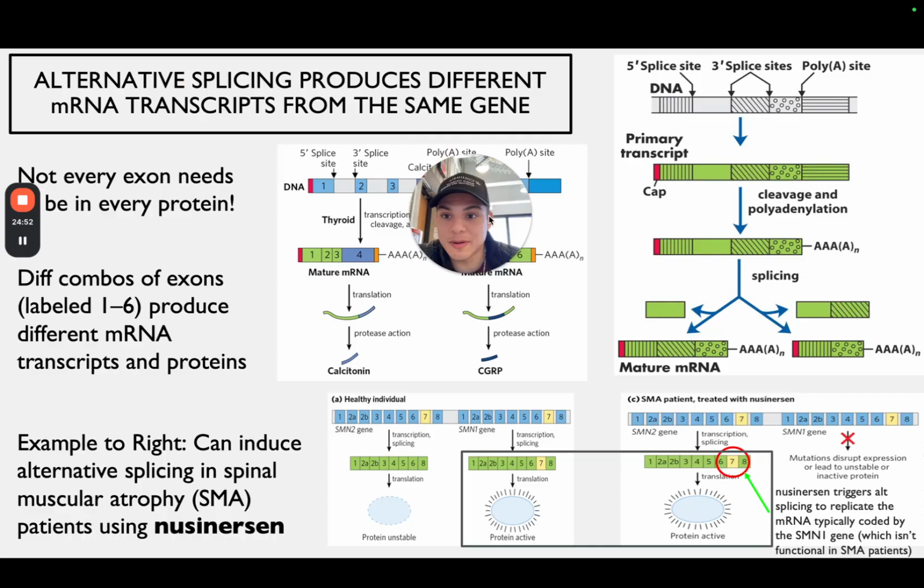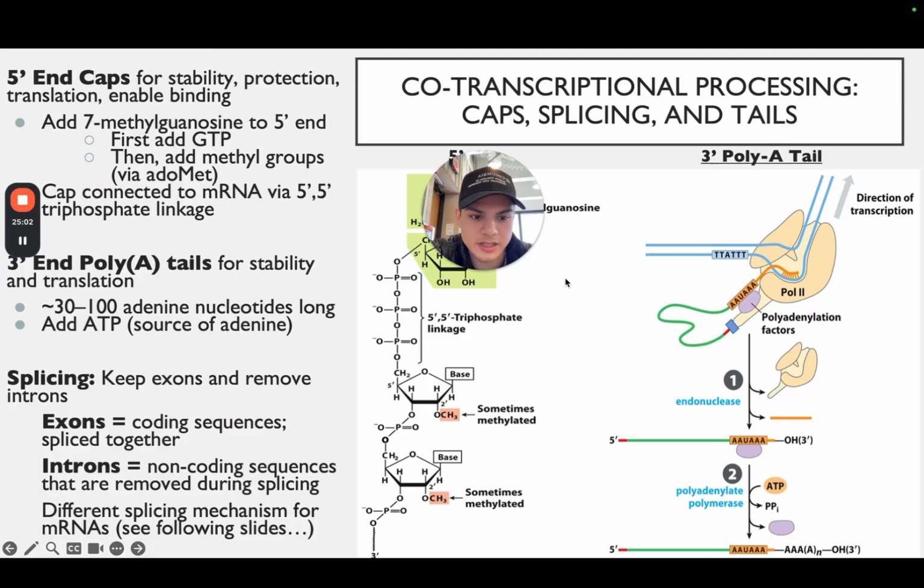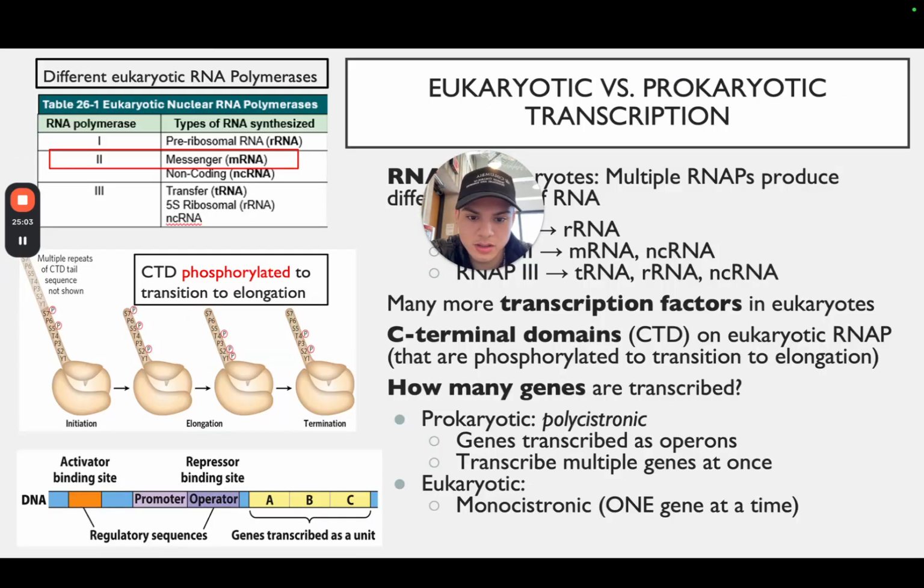And then this is where I want to talk about alternative splicing. Remember how I said eukaryotes are monocistronic? So essentially, for one promoter, let me show you. For the one promoter, here it is.